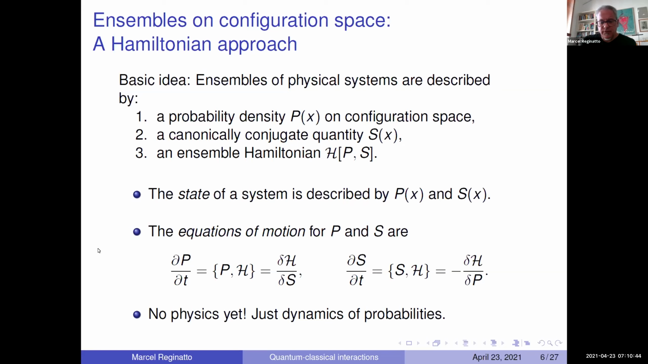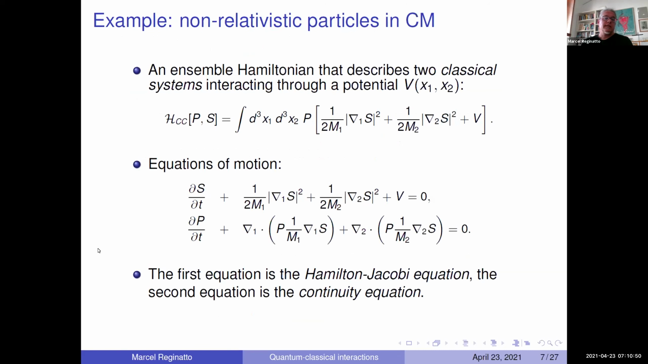Now, to get to some physics, what we need to do is define the dynamics first. And what you can do is describe here, for example, a pair of non-relativistic particles. You can describe their motion by introducing this ensemble Hamiltonian, which, if you look at it, is just the energy as determined by a Hamilton-Jacobi equation, and you're taking the average of it.